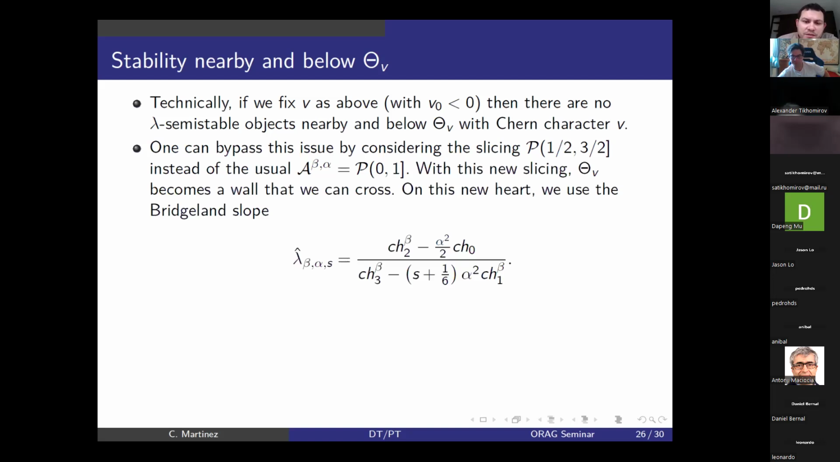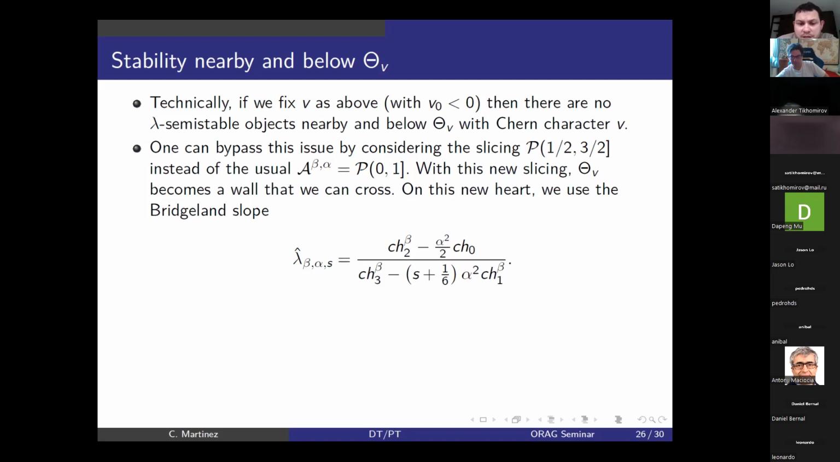What we do is take a different heart, a heart that's slightly different, where the stability is measured by this lambda hat slope. This lambda hat slope is basically changing the order of the real and imaginary part, so that's why the order changes. I think there is a minus sign that I forgot. There should be a minus sign. It should be minus this number.